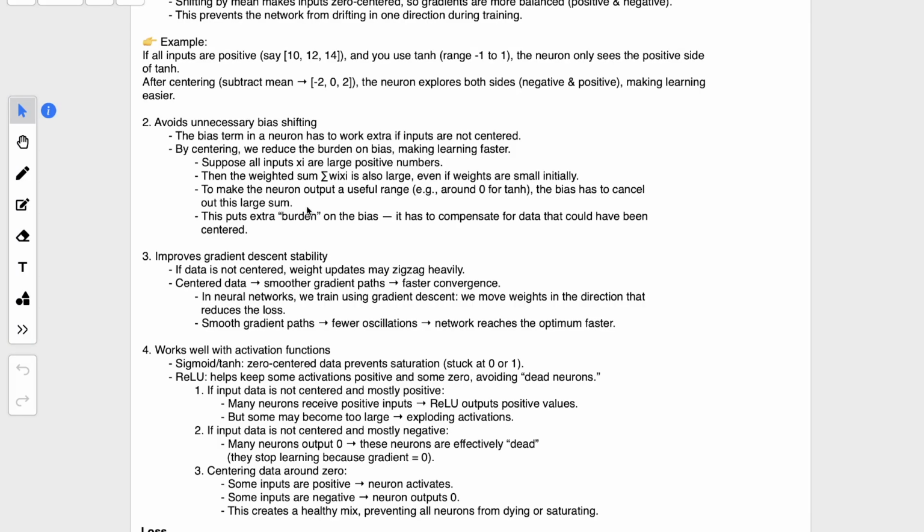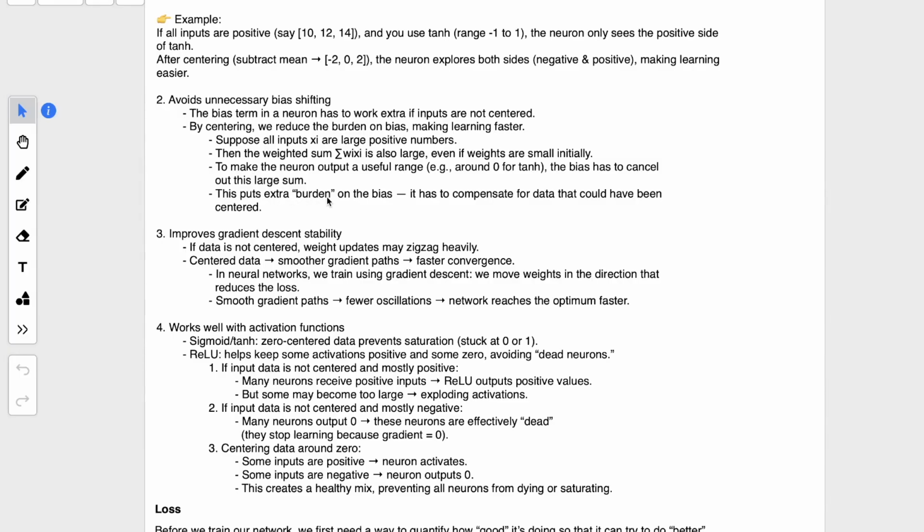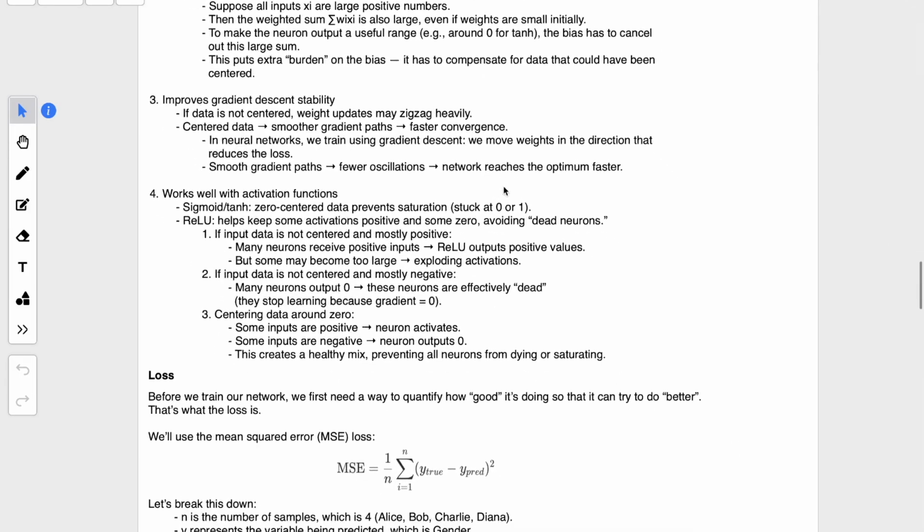So as our weights are large, the graph will already be shifted in one direction, right? So for the bias to cancel it, the bias has to be large, right? So the pressure on the bias will be more. To reduce that burden on bias, we center the data, and it will be easy to train them and shift the bias and weights easily.